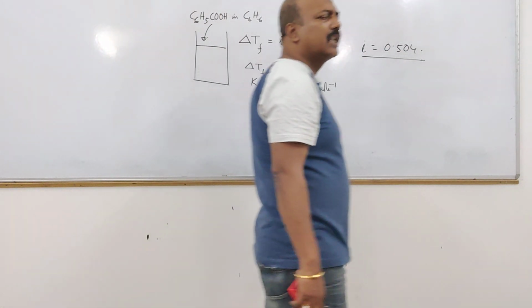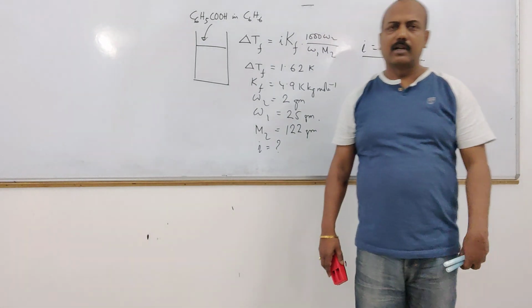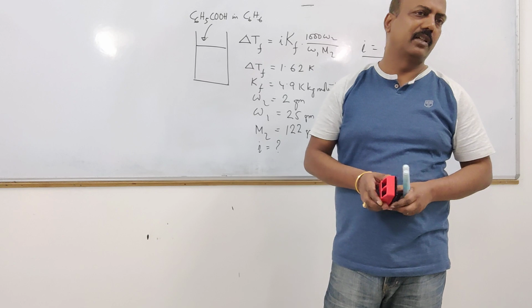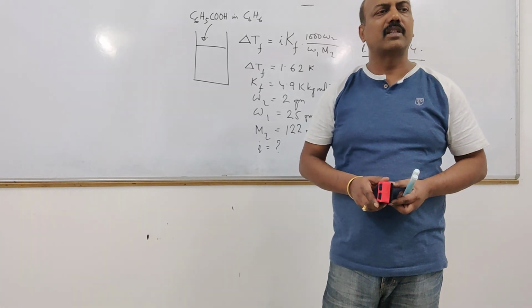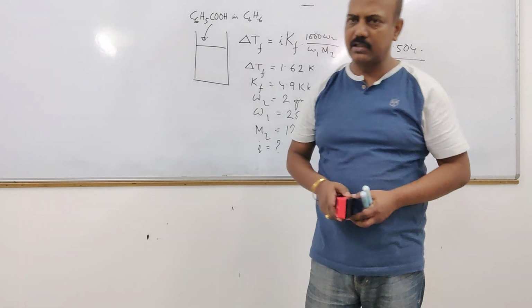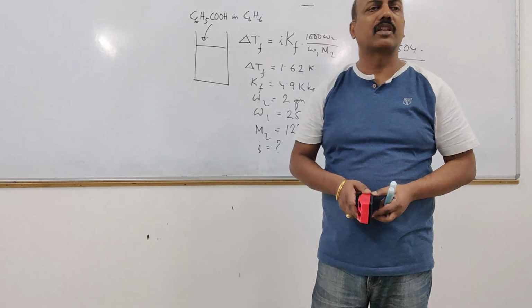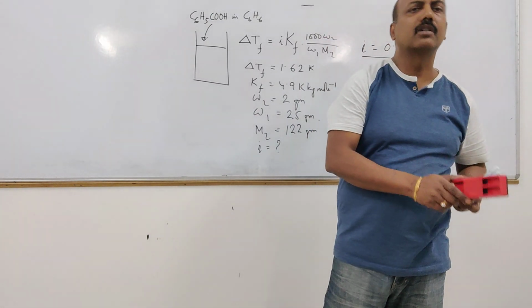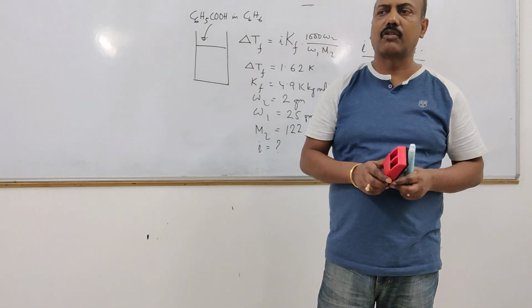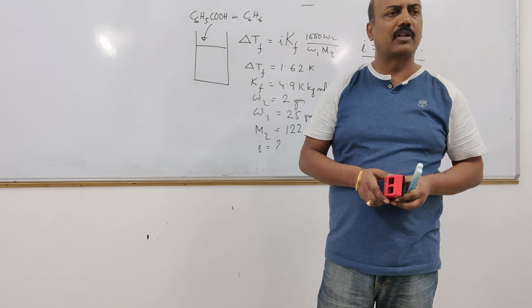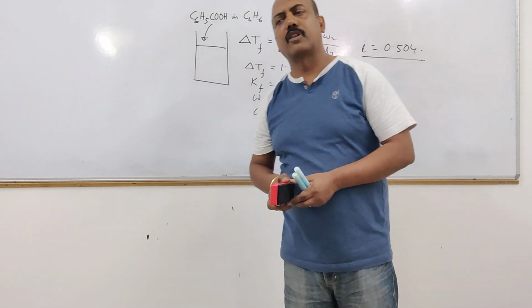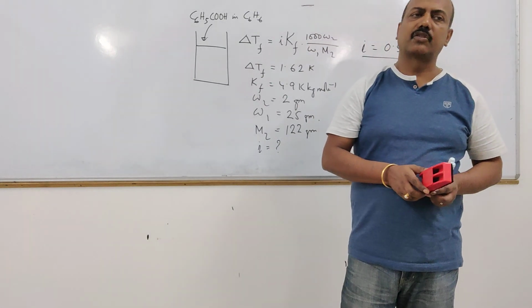What do you mean by degree of association? You have heard about degree of dissociation and degree of association in class 11. Degree of association means out of 1 mole, how much mole is associated. Percentage of association means out of 100 moles, how much mole is associated. Same for dissociation: out of 1 mole of solute, how much mole is dissociated, or out of 100 moles of solute, how much mole is dissociated.